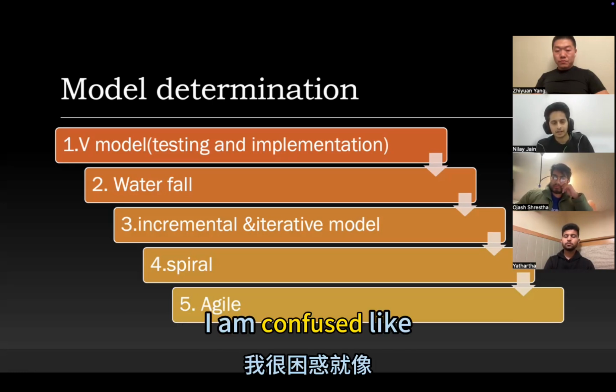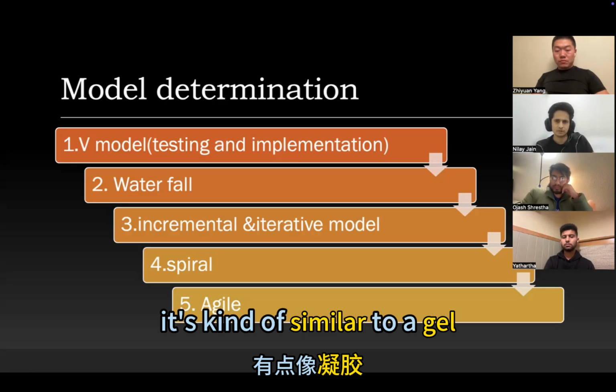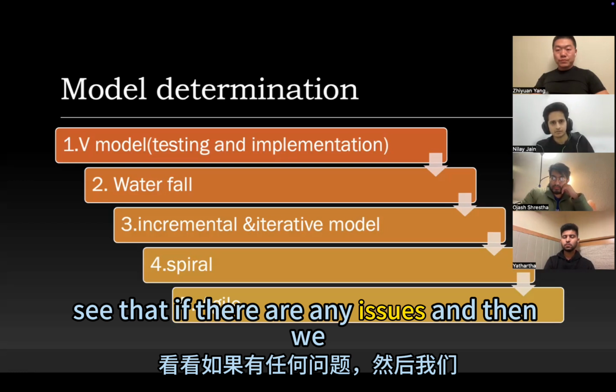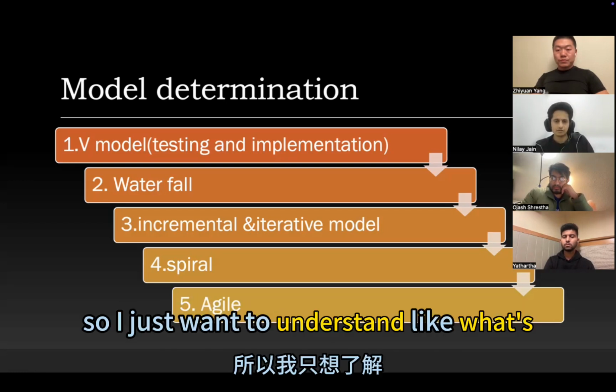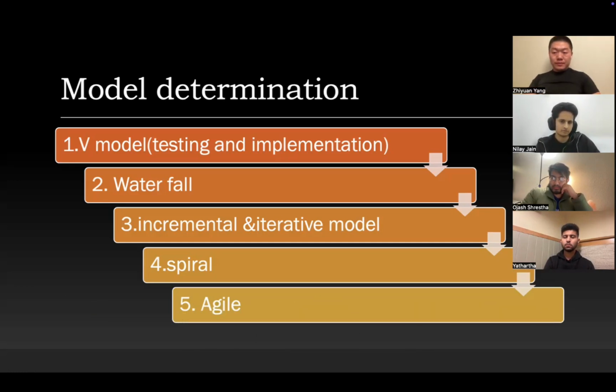But I am confused, what's the incremental and iterative model? It's kind of similar to Agile. So we just make a few changes and then we see if there are any issues and then we make changes again. I just want to understand what's the difference between the incremental and iterative model and Agile.